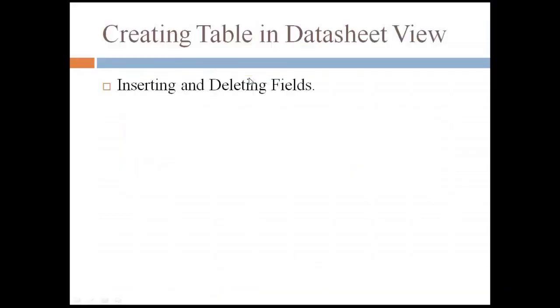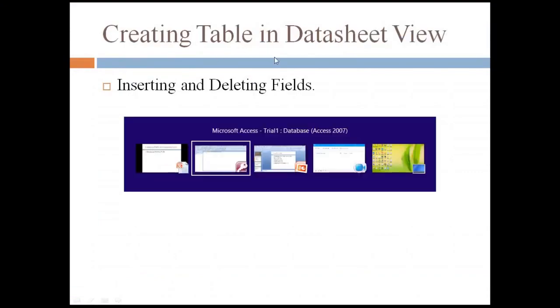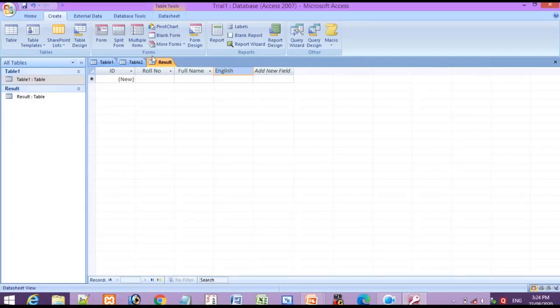From this we have covered the second point, creating a table in datasheet view. I hope you understood how to create a table in datasheet view. Just go to Create, go to the Tables group and click on Table. Your table will be already created. After this, you will get one field automatically after clicking on table, that is ID. We can't change this name. After that you can add new fields like roll number, full name, English. These are the fields I have added over here.